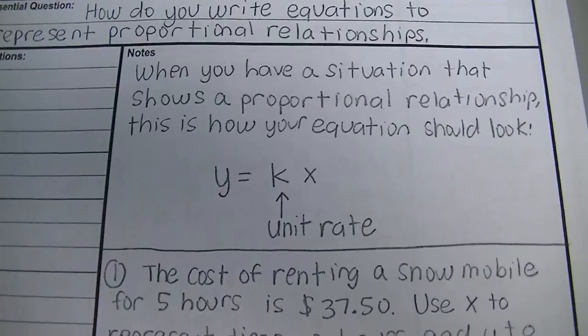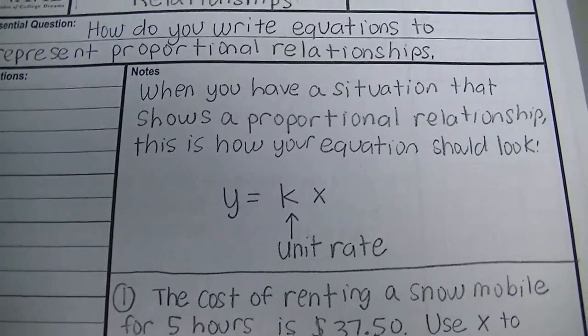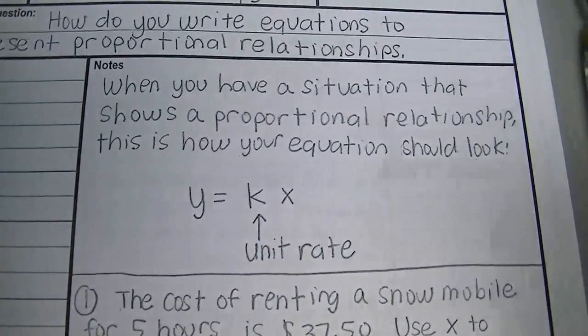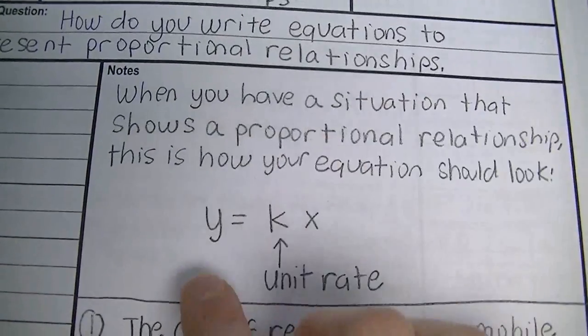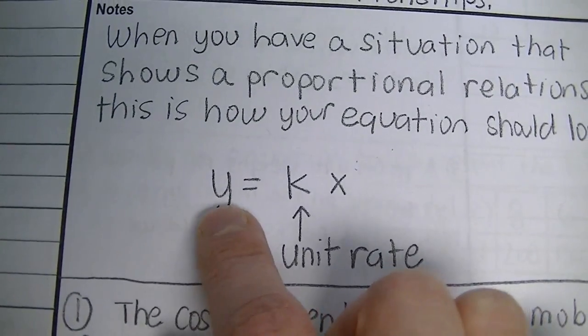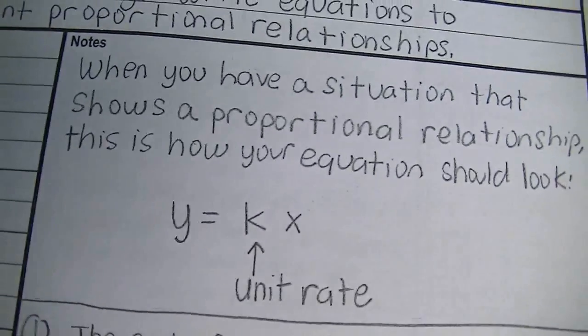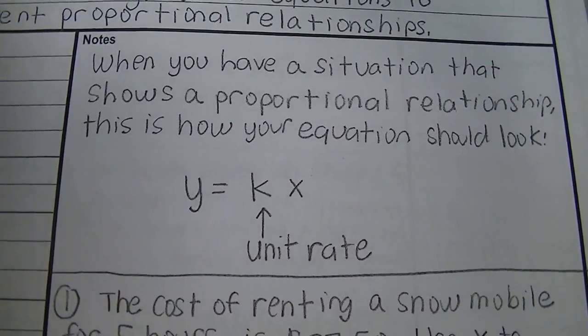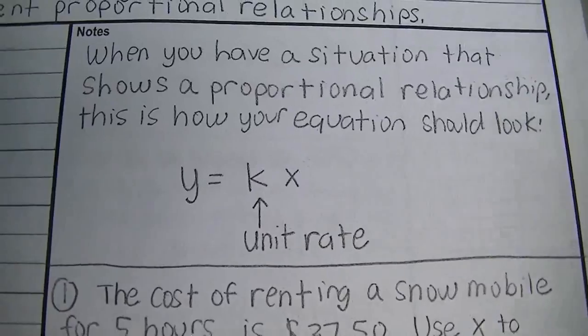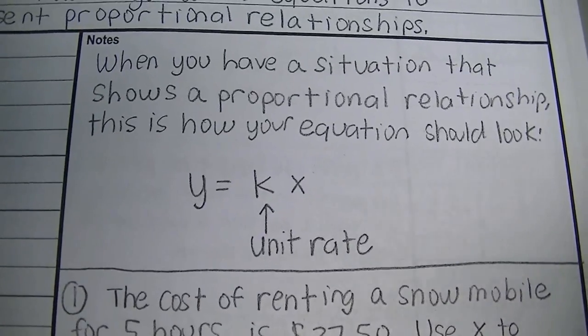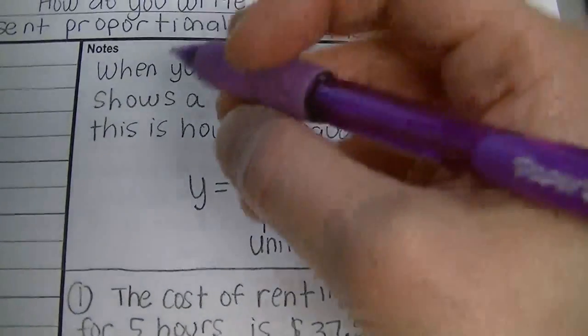So the notes say when you have a situation that shows a proportional relationship, this is how your equation should look. So when you know it's proportional, you would have y equals k times x. And I know that kind of sounds a little bit confusing right now because all of it is just variables. So we're going to go ahead and label these to hopefully break it down for you, okay?